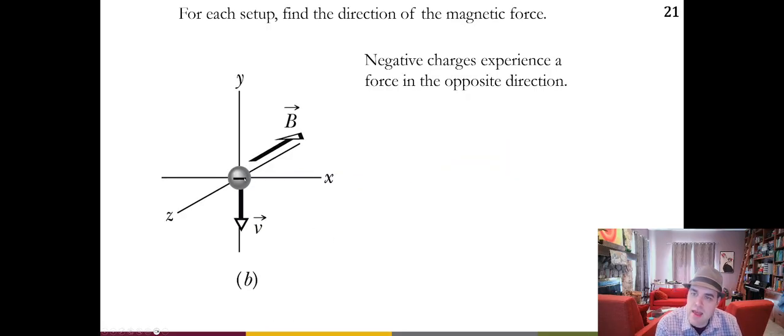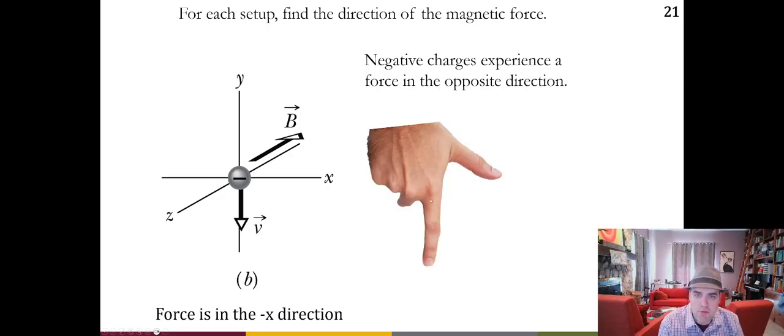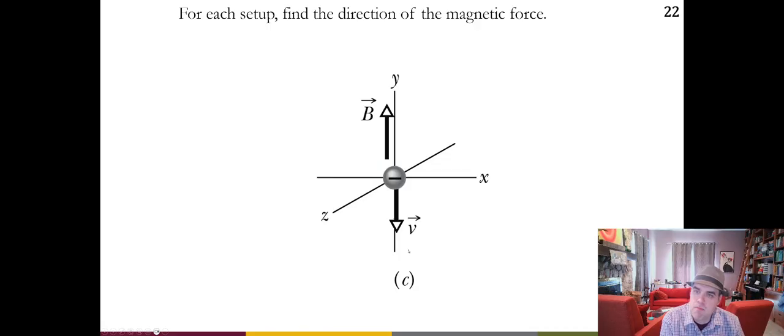Here we have a negatively charged particle. Now, negative charges experience a force in the opposite direction, so we've got to be very careful here. So the velocity is down, so our pointer finger is down. The magnetic field's into the screen, so that's where our middle finger is pointing. And our thumb is to the right. So if this were a positive particle, it would experience a force in the positive x direction. Well, because it's a negative particle, it's going to experience a force in the negative x direction.